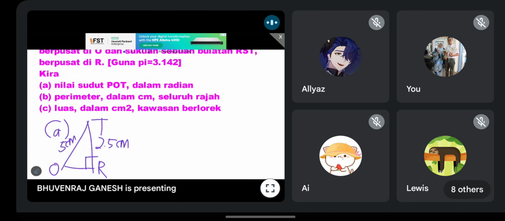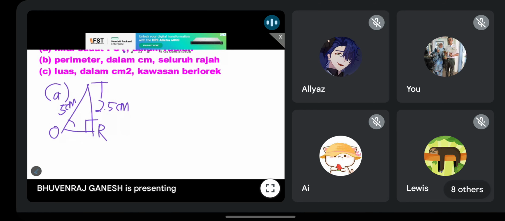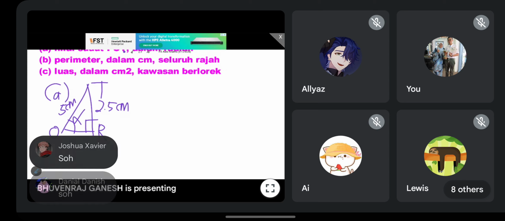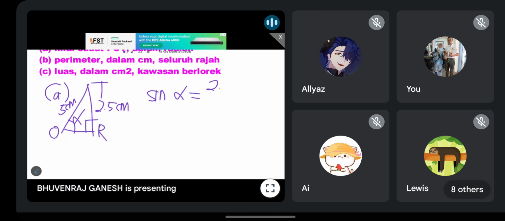Okay, so guys, over here, to get this angle, I don't use theta, use alpha. Okay, so to get alpha, untuk cari sudut alpha, so, ka, or tua, which one you use? So ka tua. Yes. Okay, opposite hypotenuse. So sine alpha equal to 2.5 cm divide 5 cm. So you will get alpha equal to, you press calculator, you will get 30 degree.